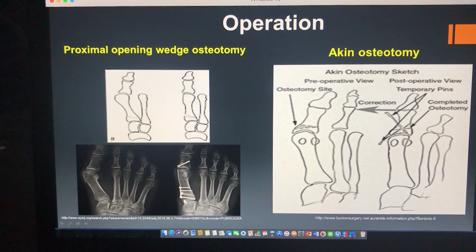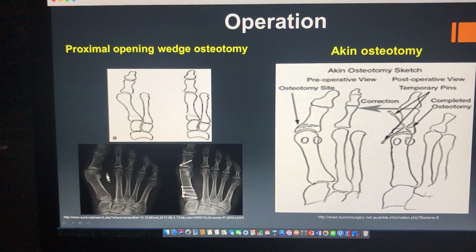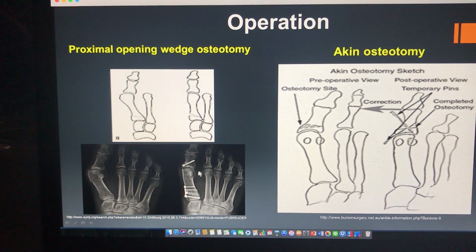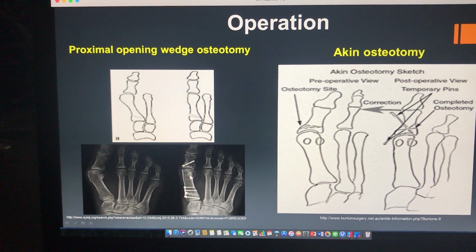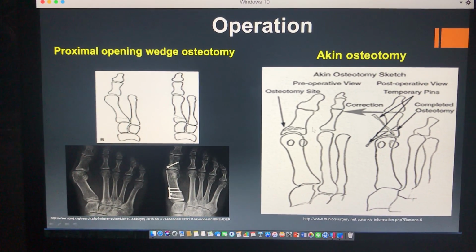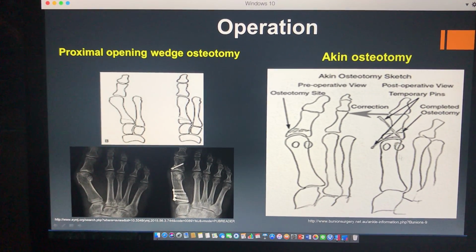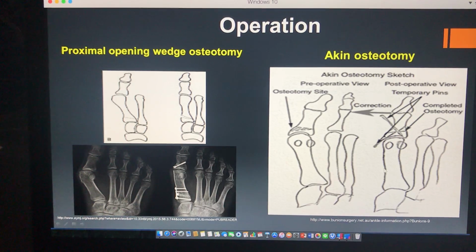This is an example of the proximal osteotomy for the severe hallux valgus. If mild or moderate deformity, you can do this chevron osteotomy as shown in the picture. And here's the picture of the Akin osteotomy. We do it at the proximal phalanx for fine-tuning, to make the bone perfectly well aligned.